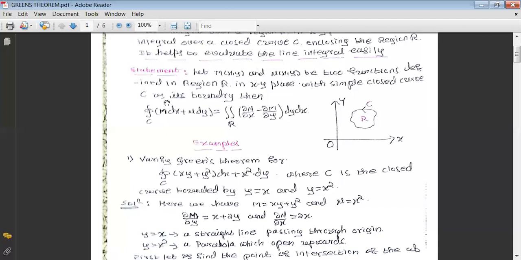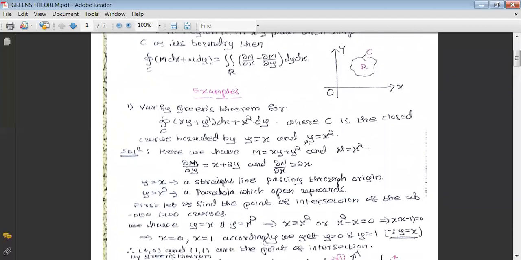Now let us see how this Green's theorem in a plane helps to evaluate the line integral easily. The proof is beyond the scope of the syllabus. We are just supposed to use the statement of the theorem and concentrate on the examples. Now let us consider examples on Green's theorem.